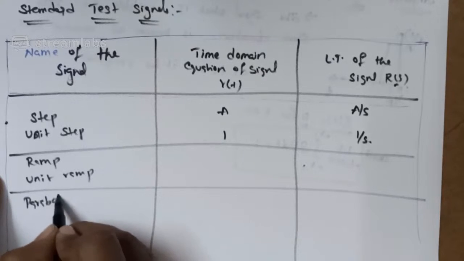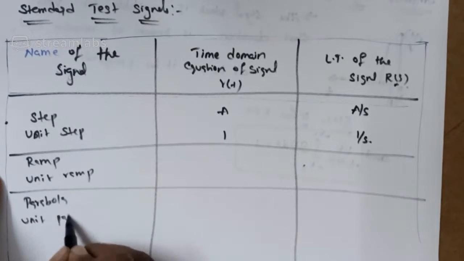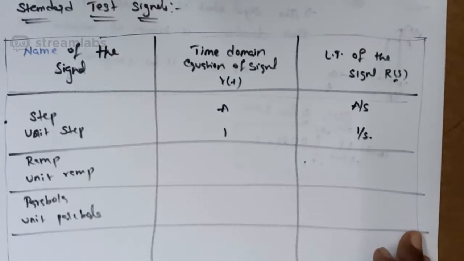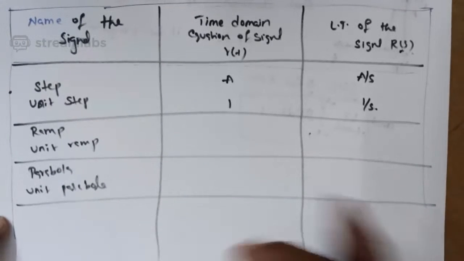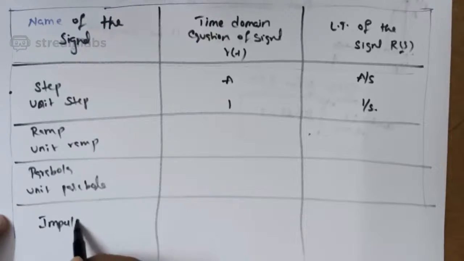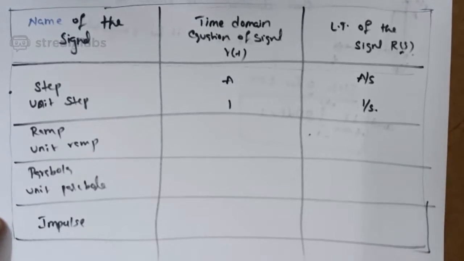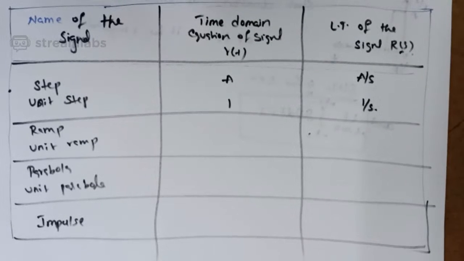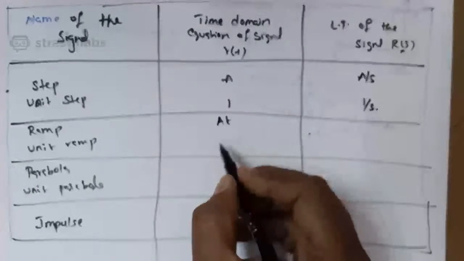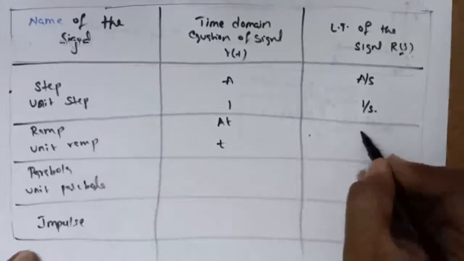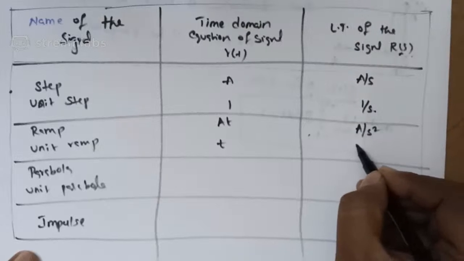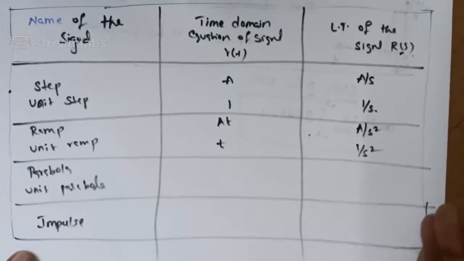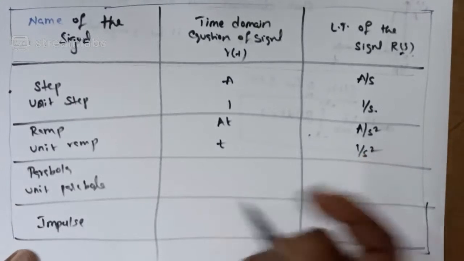parabola, unit parabola, and the final one is impulse. For the signals we are going to show the time domain equation of the signal R of t, and the ramp signal is a t, unit ramp t. So here the Laplace transform is a by s square, 1 by s square is the R of s. R of s in the s domain, the values are 1 by s square, like that.